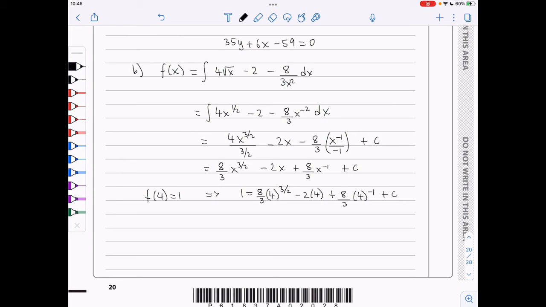If you put everything on the calculator, you get that 1 is 14 plus c, which means that c is minus 13. And the only thing missing is to write out that f of x is 8/3 x to the 3/2 minus 2x plus 8/3 x to the minus 1 minus 13.